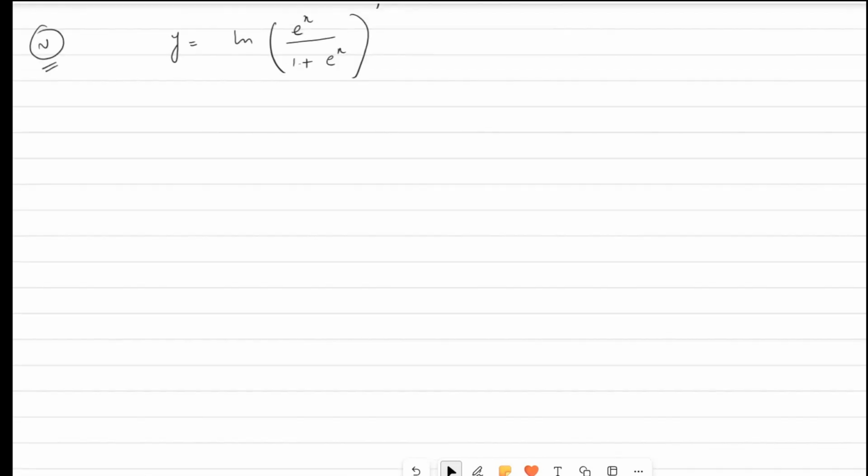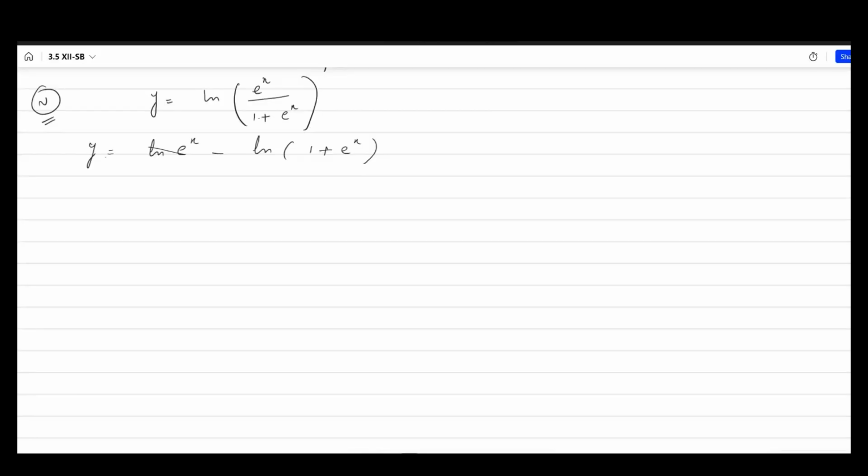Now the fifth part says y is equal to ln e raised to the power x by 1 plus e raised to the power x. It would be ln e raised to the power x minus ln 1 plus e raised to the power x. This ln e is equal to 1. So y is equal to x minus ln 1 plus e raised to the power x. Now taking derivative on both sides of the equation.